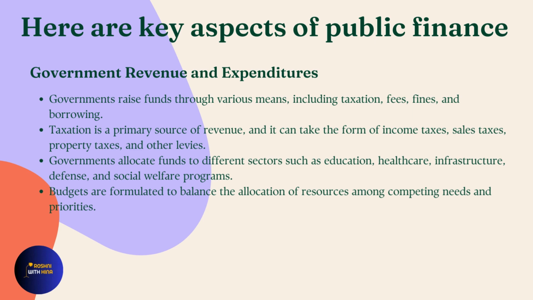Governments allocate funds to different sectors such as education, healthcare, infrastructure, defense, and social welfare programs. Budgets are formulated to balance the allocation of resources among competing needs and priorities.